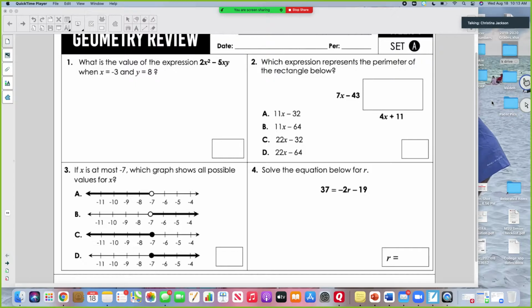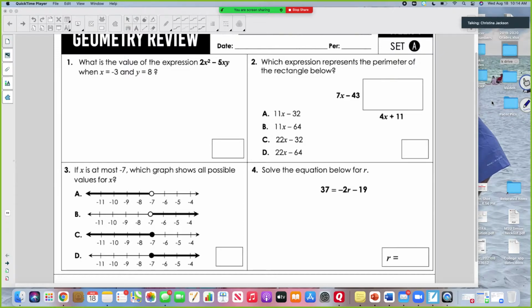On number 1, it says, what is the value of the expression? What is the difference between an expression and an equation? Expressions have no equal sign. We're just finding this value once we plug these numbers in. An equation has an equal sign, and you're finding the value of x, or y, or whatever it is. Not only did I give you this expression, but I made x negative 3, and I'm making you square it. If you're squaring a negative, what happens?